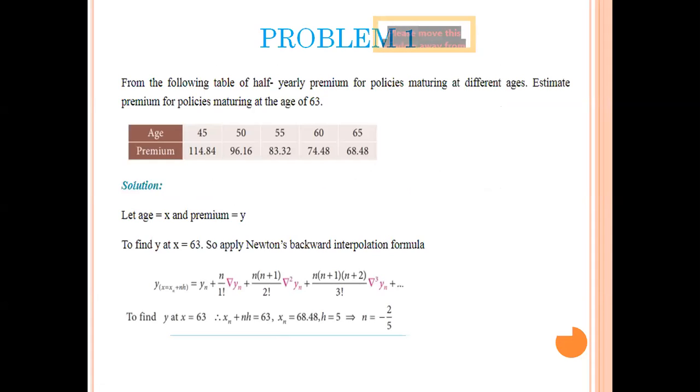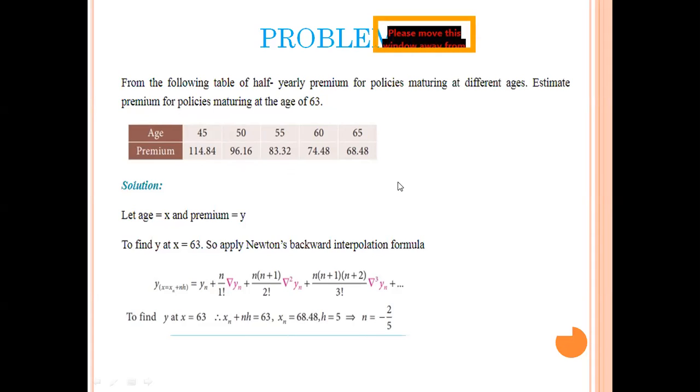This is problem 1. From the following table of half yearly premium for policies maturing at different ages, estimate the premium for policies maturing at the age of 63. Here age is given as 45, 50, 55, 60 and 65, that is, it has equal intervals, and the premium values are also given. Here they are asking to find the value of y at the age x equal to 63.